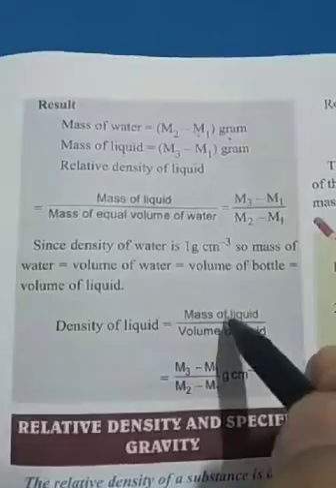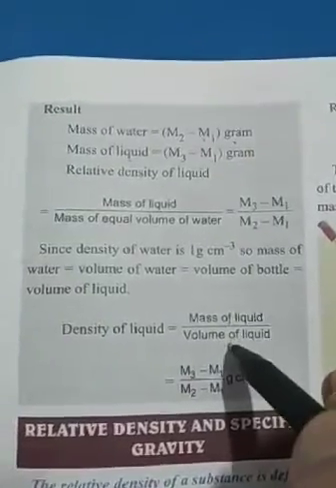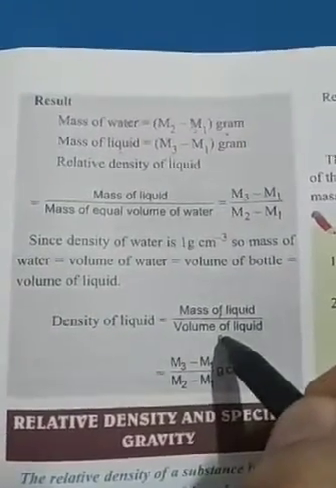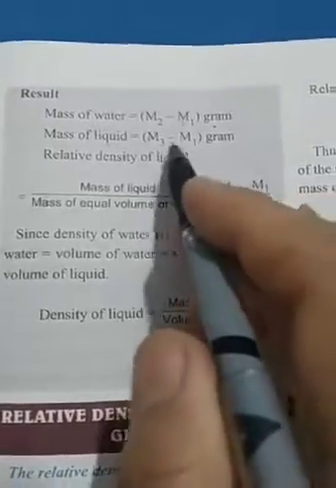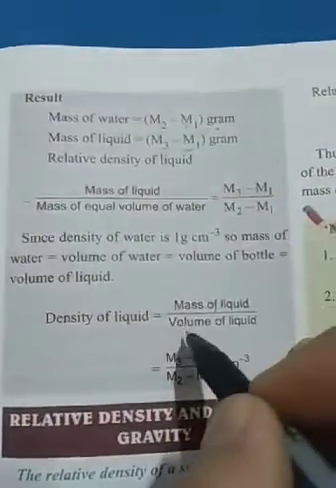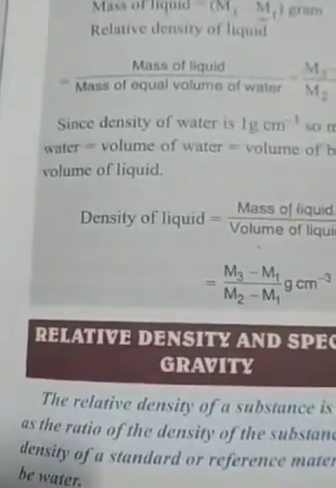So this is how to measure the density. Density is equal to the mass of the liquid divided by the volume of the liquid. Here it is the mass of the liquid divided by volume. Volume, if it is 50 milliliter or a given volume, then we can take that. So this is the density of a liquid. This is how we find the density of a liquid.